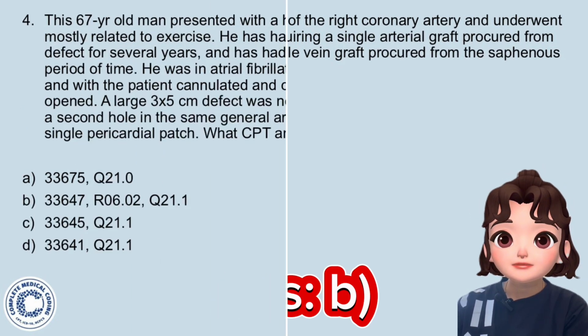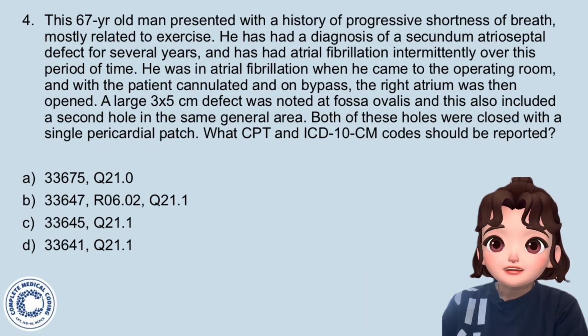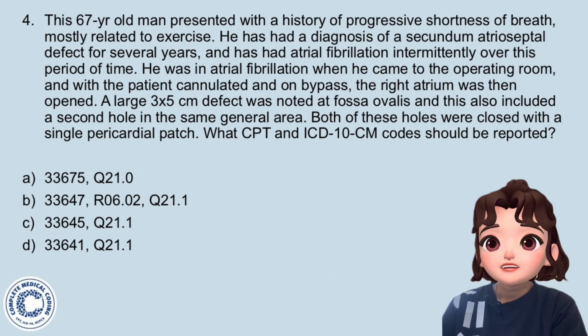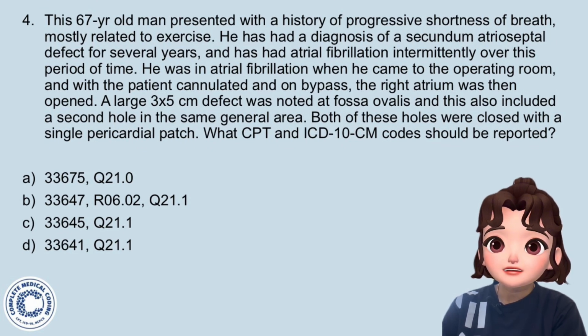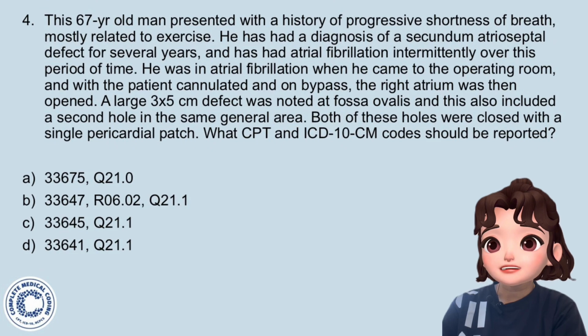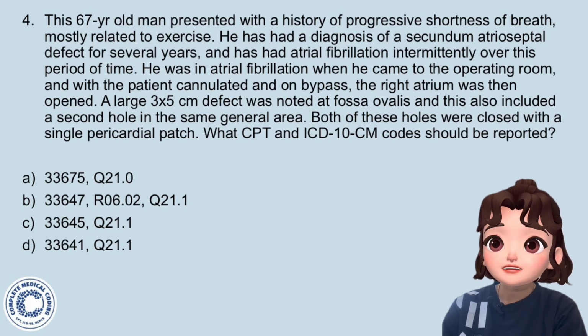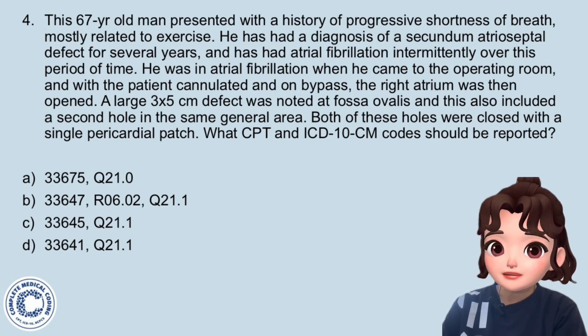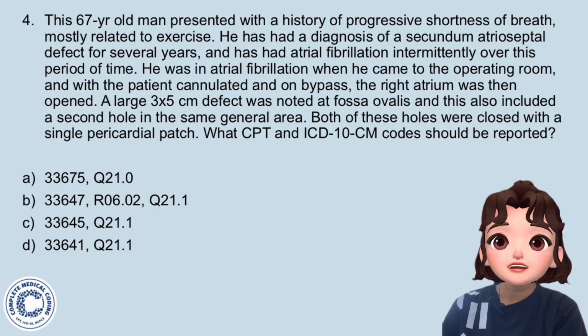Okay. Now moving to the fourth question. This 67-year-old man presented with a history of progressive shortness of breath, mostly related to exercise. He has had a diagnosis of secundum atrial septal defect. See, in this question it is clearly mentioned he had a diagnosis of atrial septal defect for several years. Means he was having this problem. He was already diagnosed with atrial septal defect.